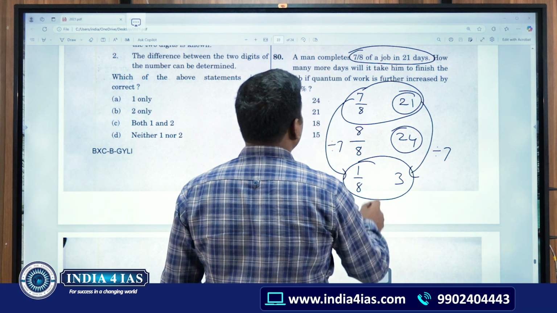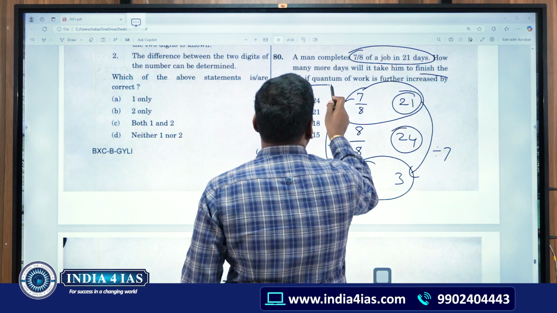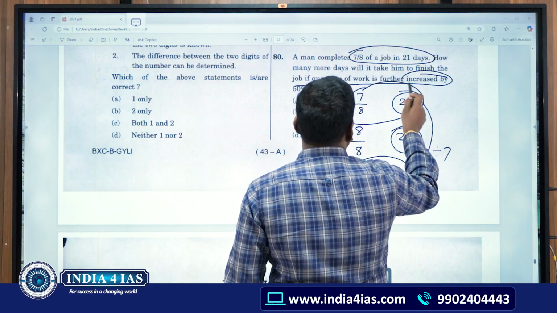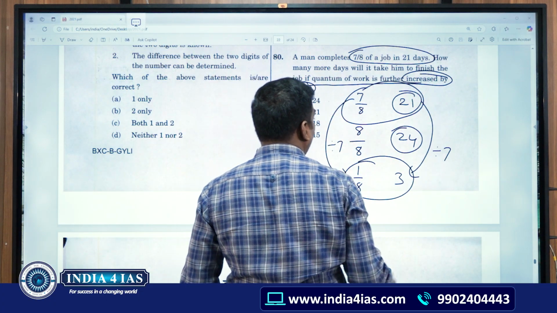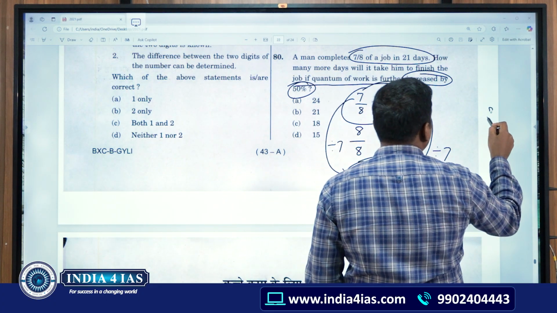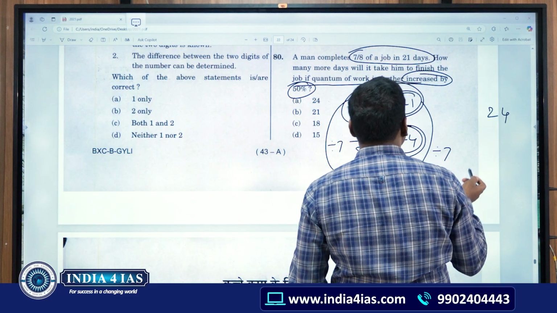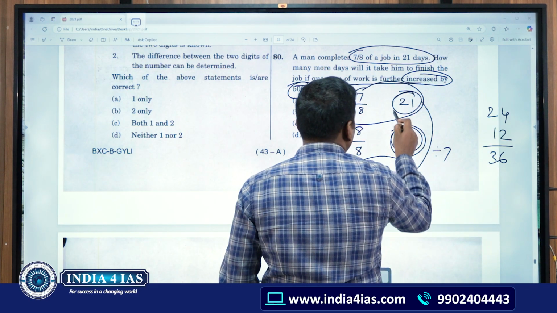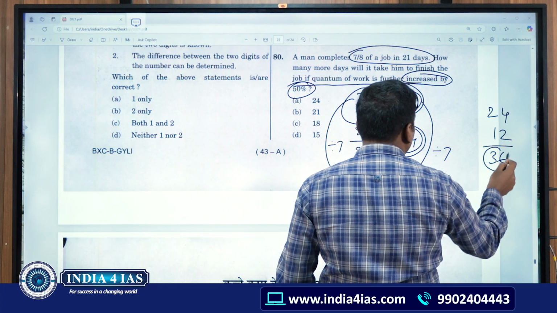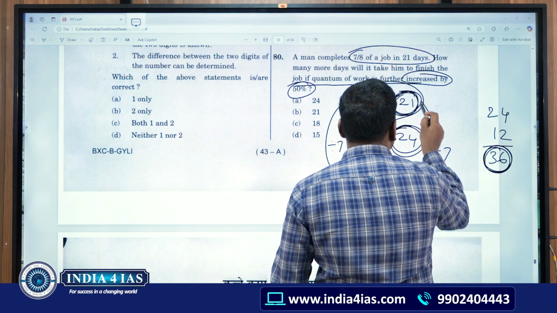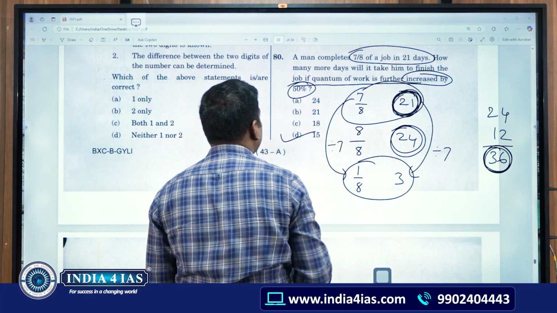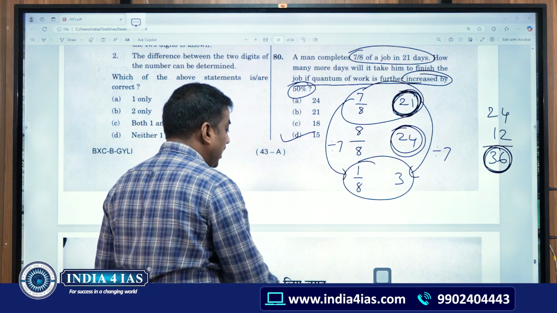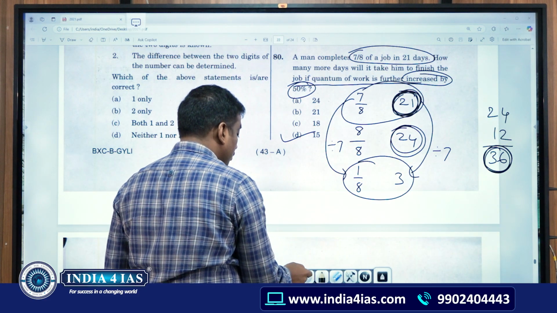How many more days will it take him to finish the job if the quantum of the work is further increased by 50%? To finish the entire work, he will take 24 days. To finish another half, he will take 12 days. Totally 36 days. And he has worked for 21 days now. The remaining days are 15. This is what we have to do.